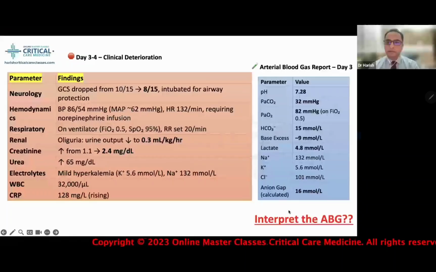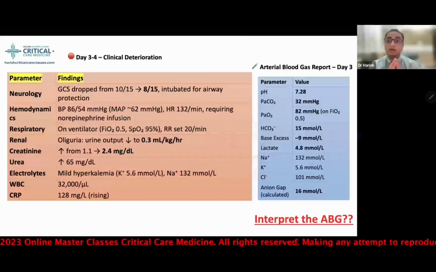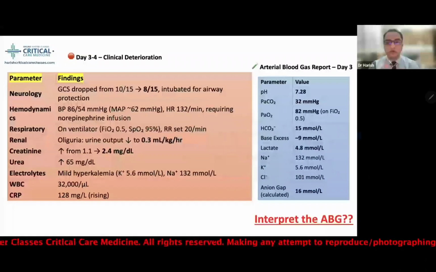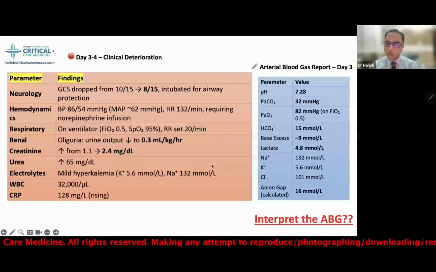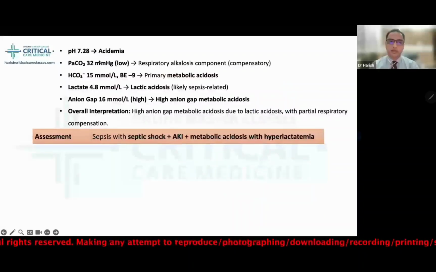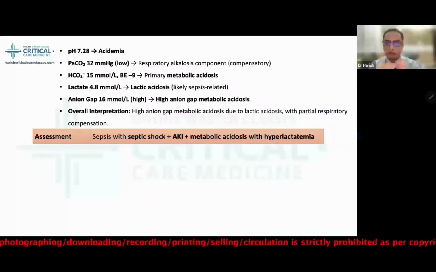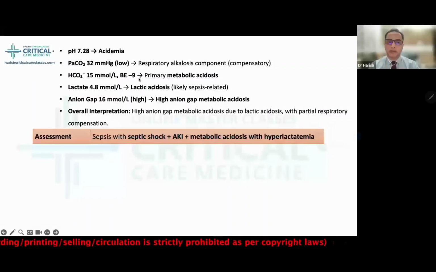Now interpret this ABG. The examiner can give you the ABG and ask you to interpret it suddenly, so you should be aware of the stepwise approach to ABG. Acidemia is there. PCO2 is 32, so there is respiratory alkalosis, which is some attempt at compensation, on the background of primary metabolic acidosis with a low bicarb and a base excess of -9. So lactic acidosis, which adds to a high anion gap metabolic acidosis.